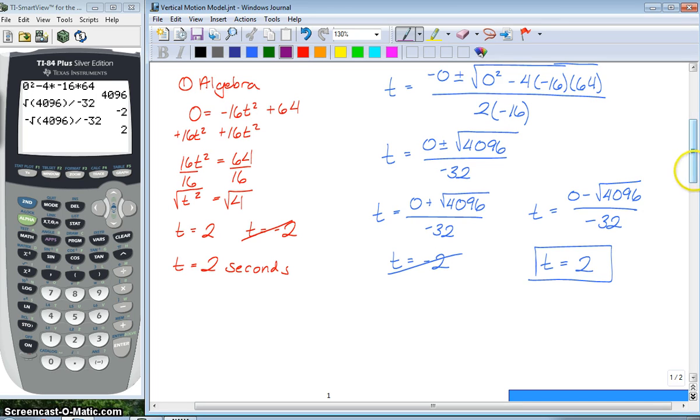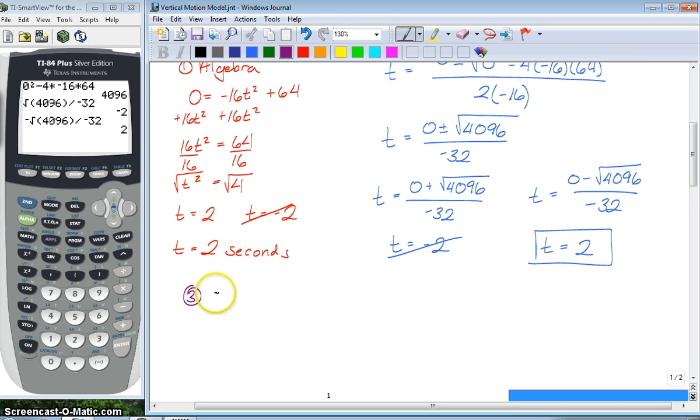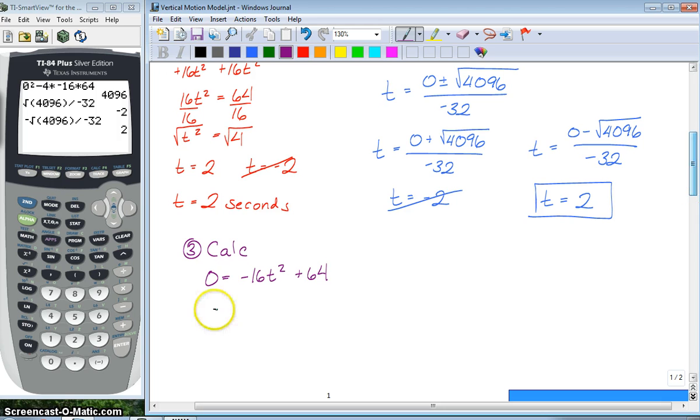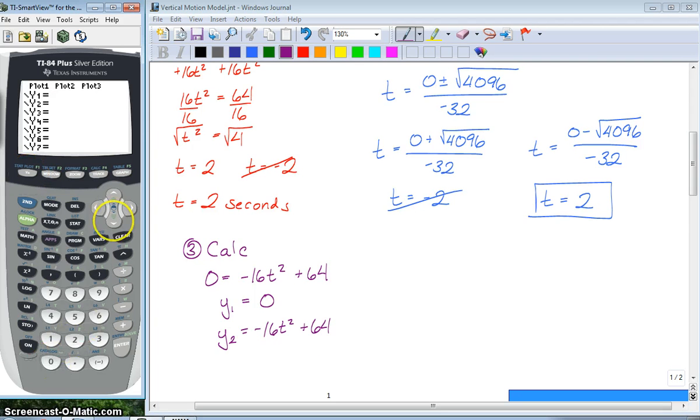The third and final way of solving it is using your calculator. So we had 0 equals negative 16 t squared plus 64. So what's going to happen is, in y1, we'll type 0. In y2, we'll type negative 16 t squared plus 64. So 0, scroll down, negative 16, instead of t, we'll just use an x squared plus 64, and we'll graph.